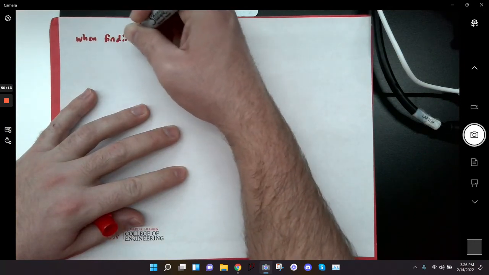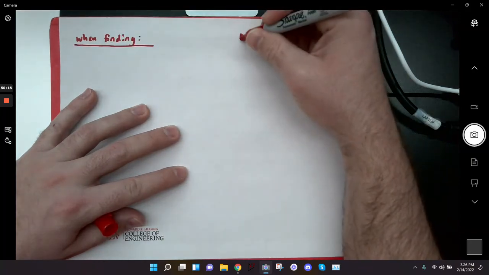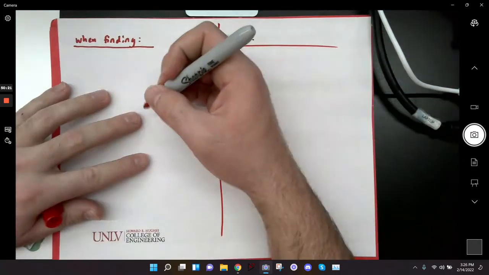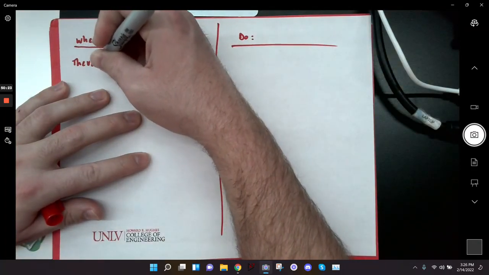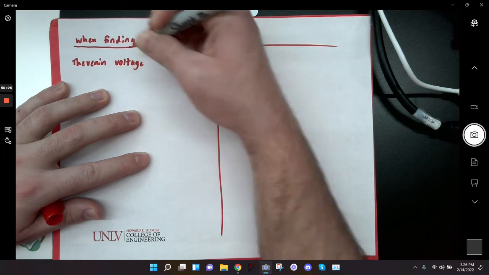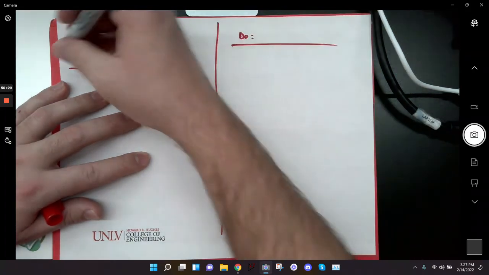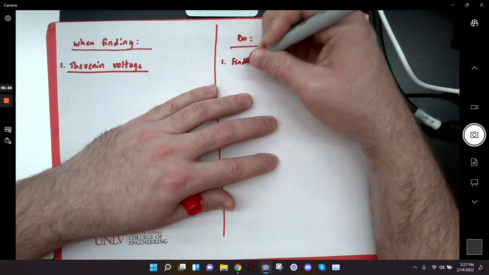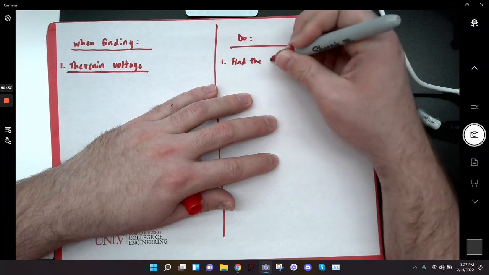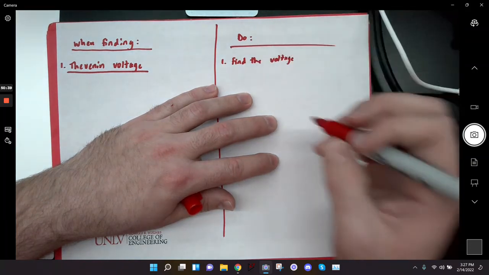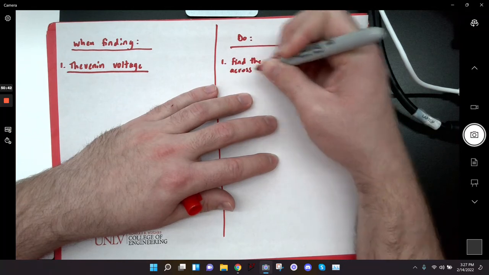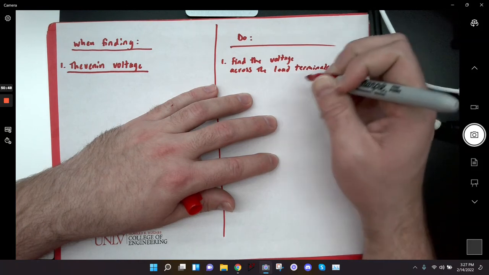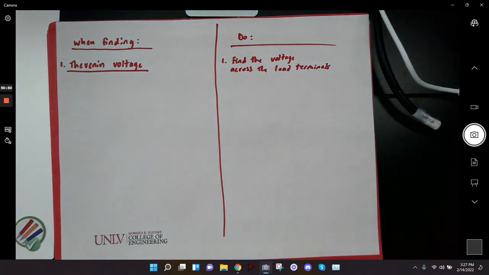So when finding the Thevenin voltage, what you want to do is find the voltage across the load terminals. And that voltage is your Thevenin voltage.